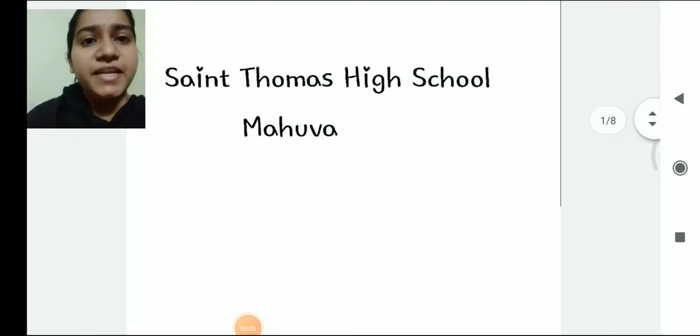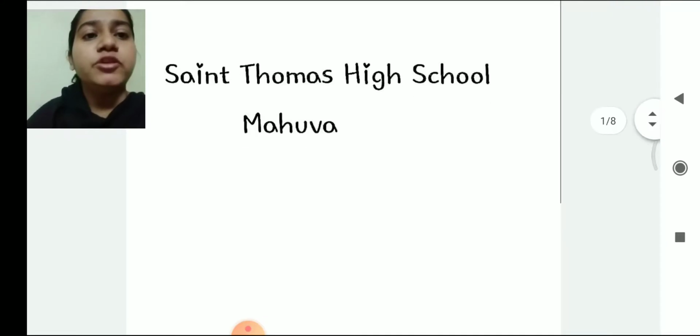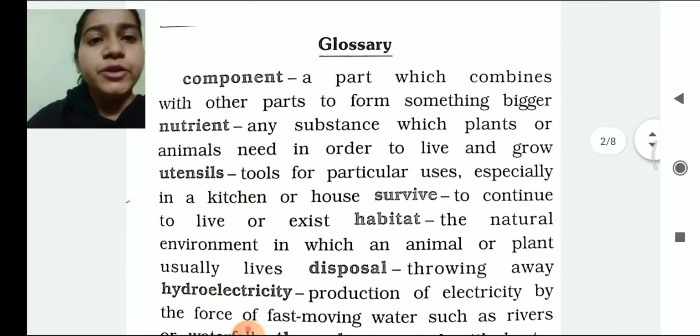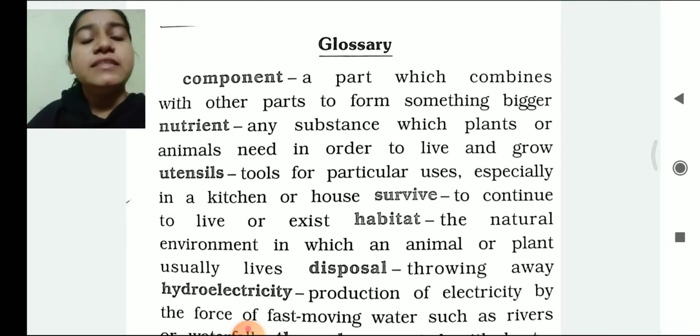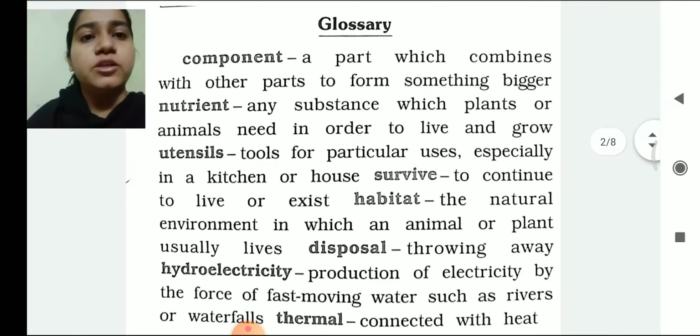Today, I, Richa Parekh from St. Thomas High School Mahua, am here to provide a revision lecture of Unit number 1, that is The World Around Us, of subject English for the students of class 7th. My dear students, today we are going to revise the glossary, true or false, and choose the correct option of this chapter. So first of all, let's look into the glossary part.